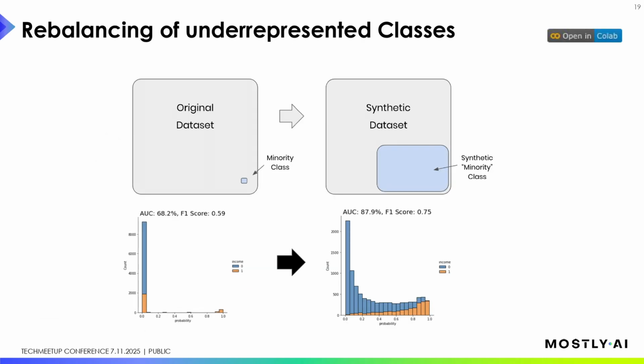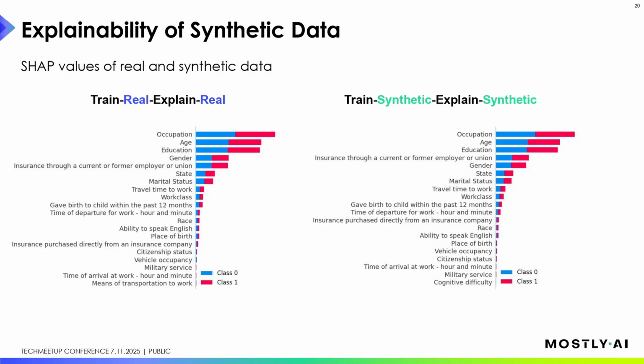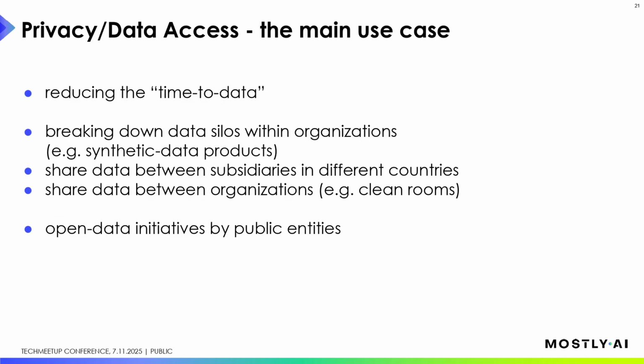But there are so many other use cases. For example, balancing. If you have some minority group, you have fraudulent cases for the bank accounts or whatever, you can increase the amount of data generated for this minority group, and you can balance your data. There is also explainability. If you need to explain AI models, you can use synthetic data for it. But as I said, the main use case is data access.